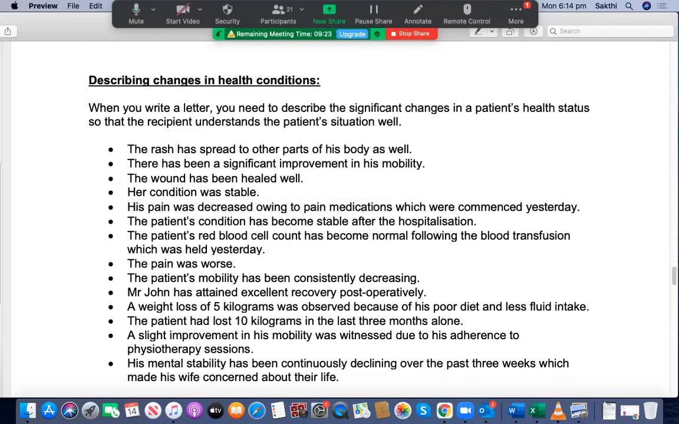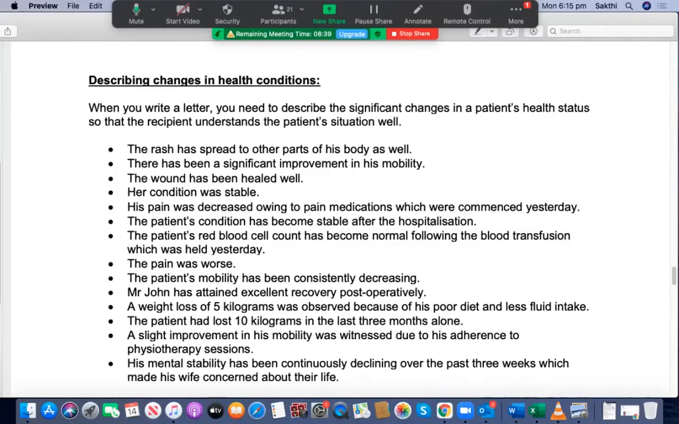Okay, but I have just explained this one. What is that? This one, pain medications. I used the WH questions after them. Okay, which were commenced yesterday. Good. That is again a passive form. Okay, his pain was increased, was decreased, or whatever. So this is the way you need to use the passive voice in your letter. Okay, look at this one. The patient's condition has become stable after the hospitalization. That's good. The patient's red blood cell count has become normal following the blood transfusion, which was held yesterday. Good. So the blood transfusion was held yesterday, isn't it? But I mentioned which to make it even more complex. All right.